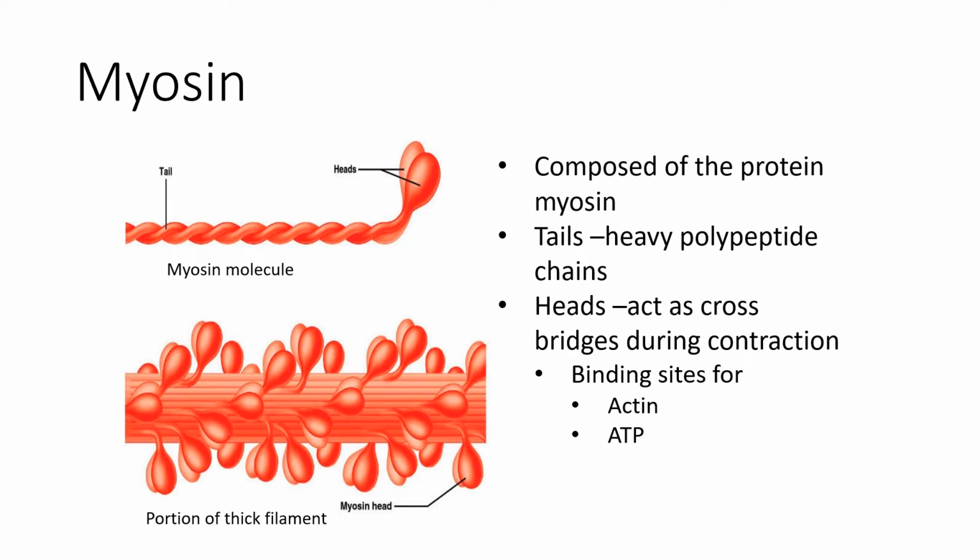So let's now look at each of the myofilaments in a little bit more detail. The thick filaments, as I have said, are composed of the protein myosin. Each myosin molecule has a rod-like tail and two globular heads. The tail consists of two interwoven heavy polypeptide chains, and the head has two smaller light polypeptide chains that act as cross bridges during contraction.